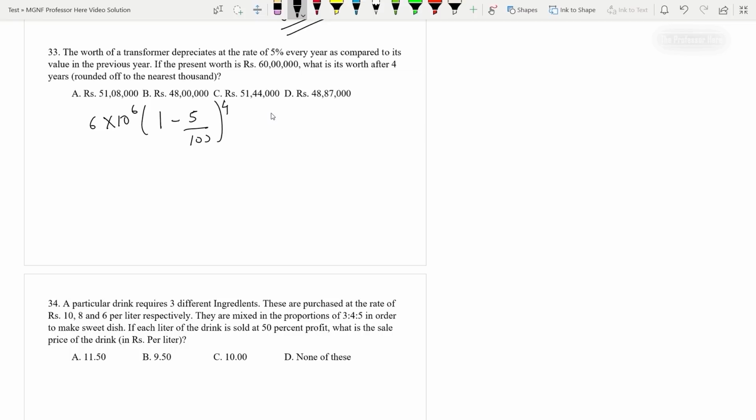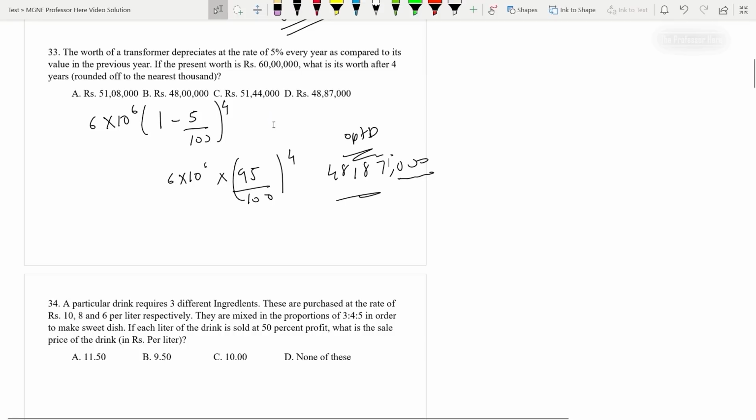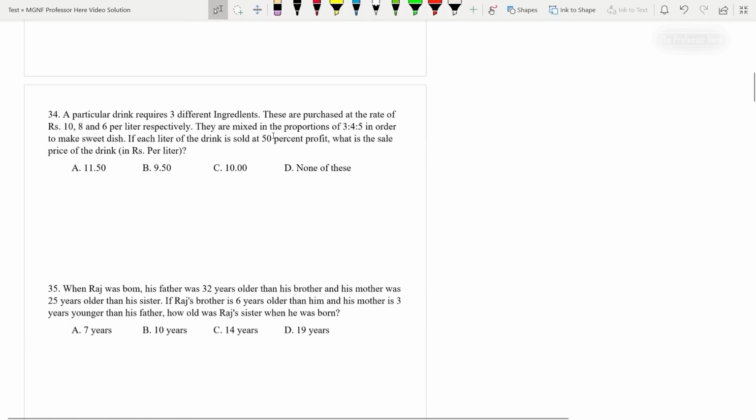So 6 into 10 raised to 6 into 95 by 100, all raised to 4. Solving this, we will get 48,87,000. Actually this is rounded off, so option D is the answer. Moving on to the next question.